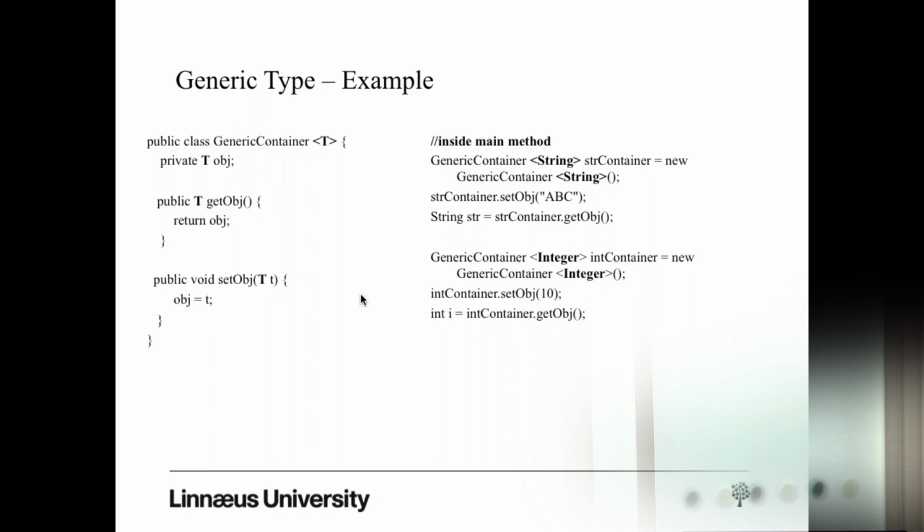So for the object that you defined with the name string container, with the type parameter String, the type of this object will become String. The return type of get object will become String, and it will return an object of String type. And for set object, the type of the input parameter will become String. This one we call a type parameter, and the value that we provide for this type parameter we call a type argument, same as method parameters and method arguments.